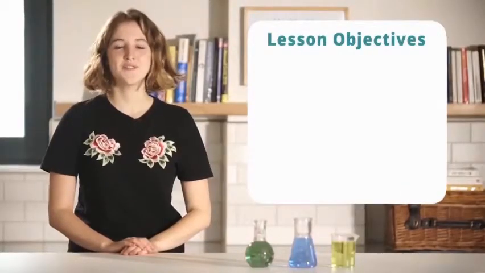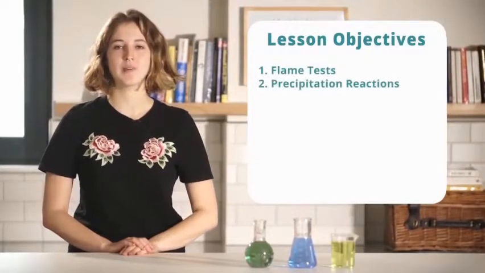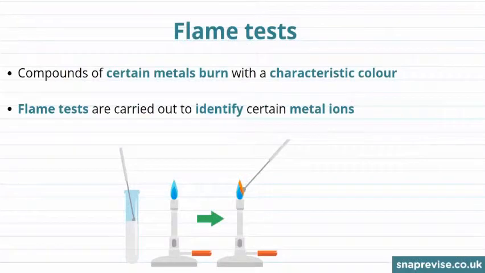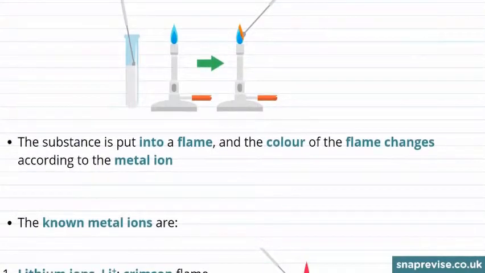Hi guys, this video is going to cover flame tests and precipitation reactions, and we'll end with a summary. The compounds of certain metals will burn with characteristic colours, and this is why flame tests can be really useful in order to identify particular metal positive ions or cations. Flame tests are really simple to carry out. A small sample of the substance is placed into the flame of a Bunsen burner, and the colour of the flame will change from pale blue to the distinctive colour for the metal ion.